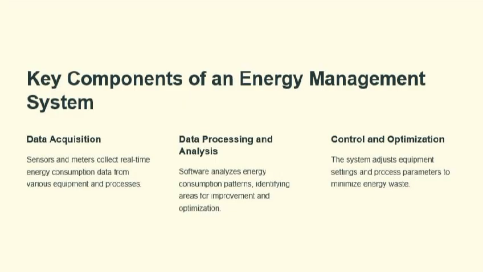First of all is data acquisition, next is data processing and analysis, and last one is control and optimization. In data acquisition, sensors and meters collect real-time energy consumption data from various equipment and processes. In data processing and analysis, software analyzes energy consumption patterns, identifying areas for improvement and optimization. And in control and optimization, the system adjusts equipment settings and process parameters to minimize energy wastage.